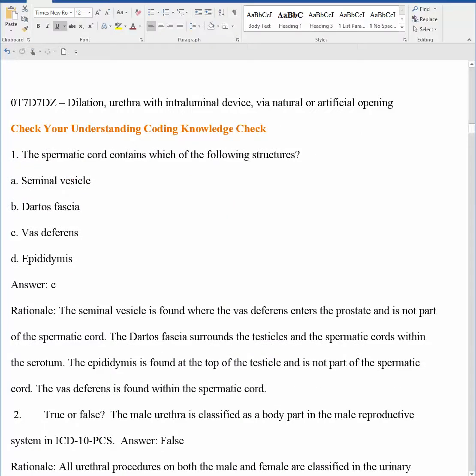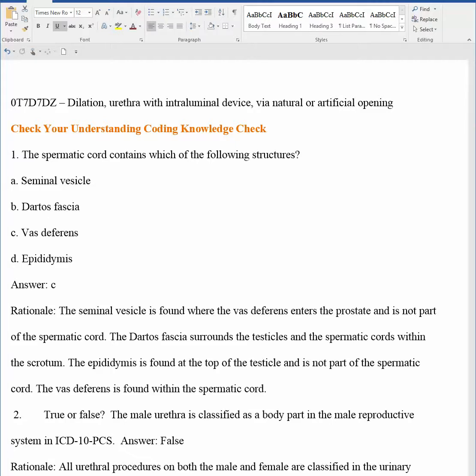Then if we look at the check your understanding, you have 5, 2 of them are multiple choice, 2 are fill in the blank, and you have 1 true and false. The first one is the spermatic cord contains which of the following structures? A, seminal vesicle, B, dartos fascia, C, vas deferens, D, epididymis. The answer is C. The seminal vesicle is found where the vas deferens enters the prostate. It is not part of the spermatic cord.